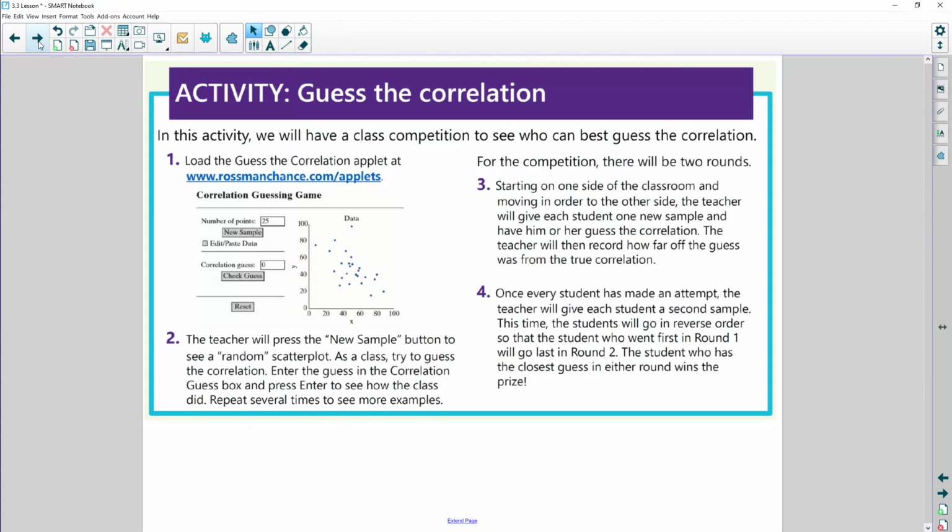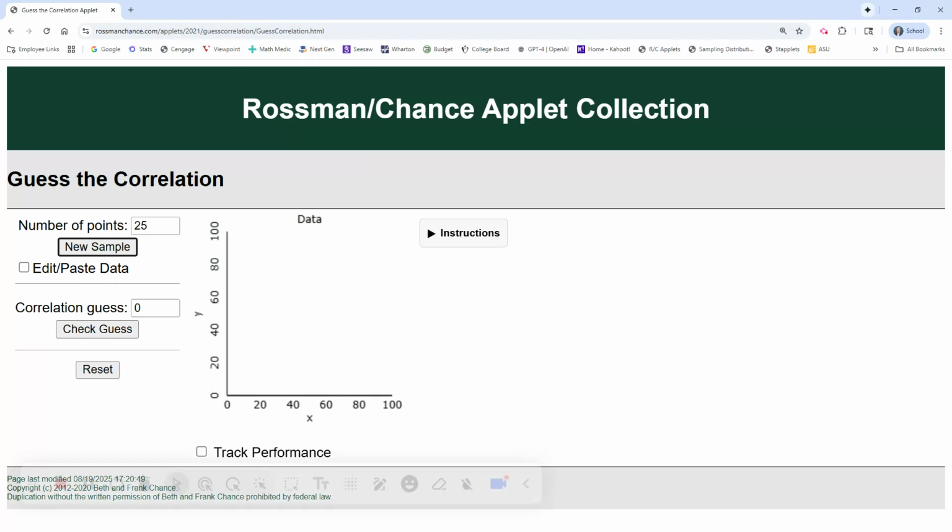We're now going to try an activity called Guess the Correlation. Let's give you a chance to do this. I'm going to show you a scatter plot. What do you think? Is it positive or negative? And then what number goes with it? Just think of a guess, and then we'll show you what it is.